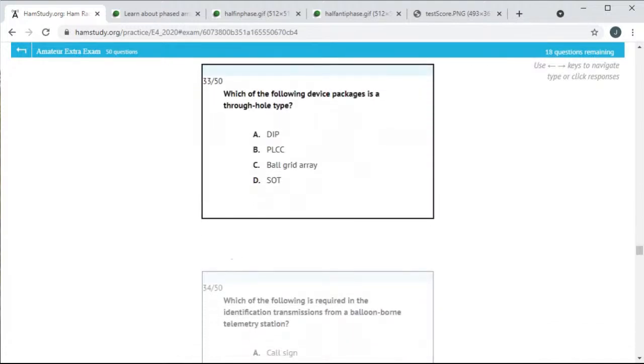Which of the following device packages is through-hole type? A, DIP. B, PLCC. C, ball grid array. D, SOT.